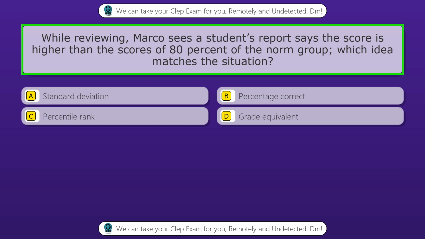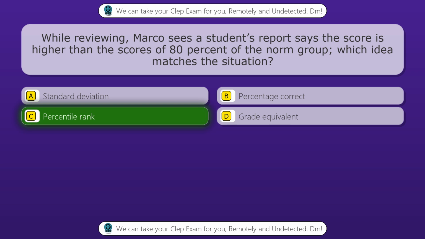Question 95. While reviewing, Marco sees a student's report says the score is higher than the scores of 80% of the norm group. Which idea matches the situation? Option A, standard deviation. Option B, percentage correct. Option C, percentile rank. Option D, grade equivalent. The correct answer is option C, percentile rank.